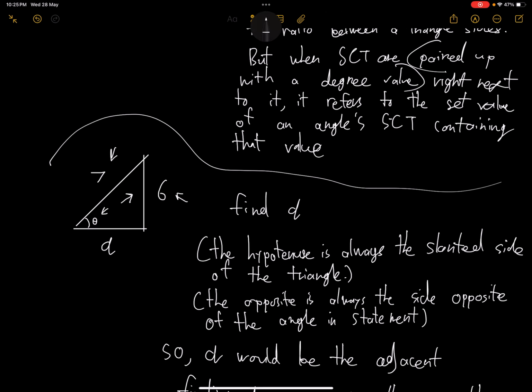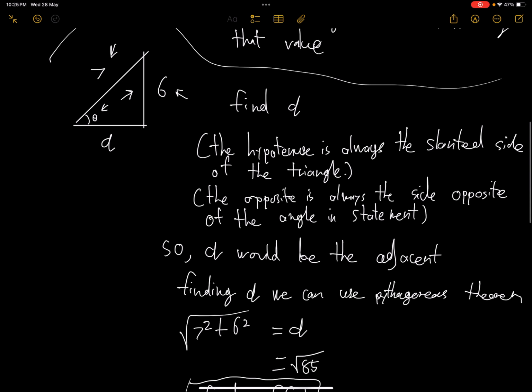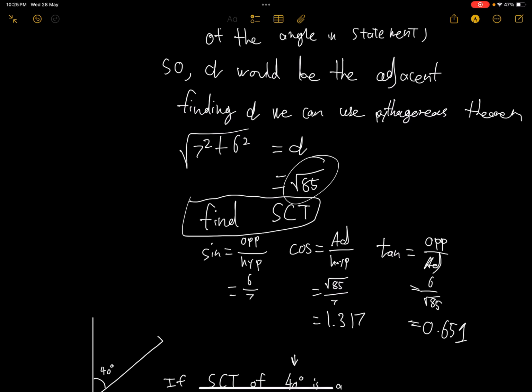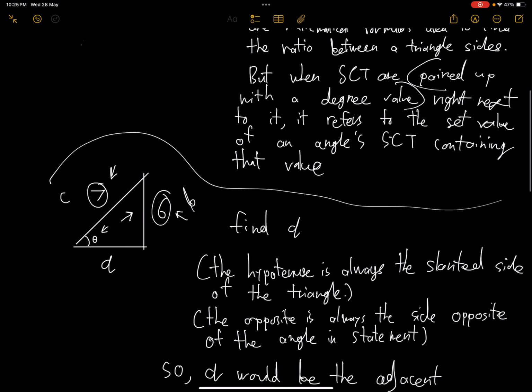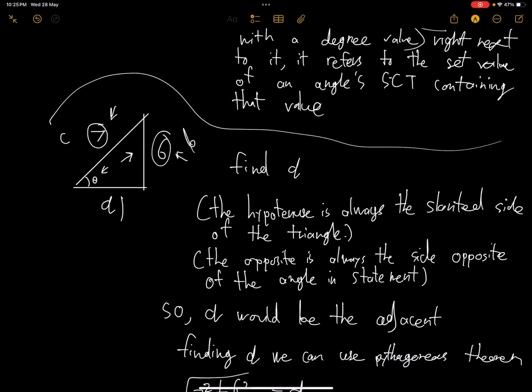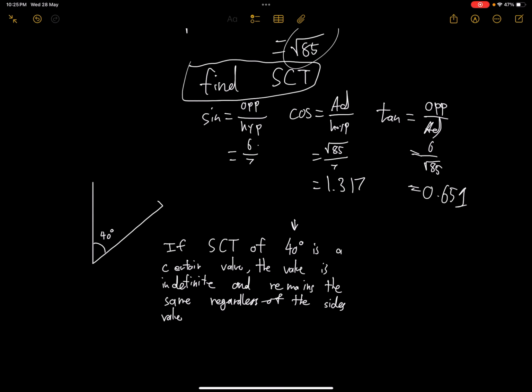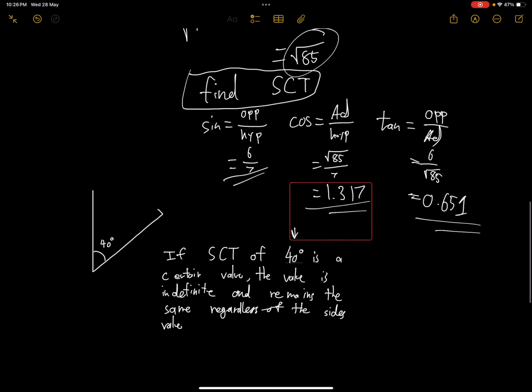So this is an example question where we're finding A. We have the hypotenuse, which is, let's just call C, and we have 6, which we can call B. So we can basically just use the Pythagoras theorem to find it. In this scenario, I found it to be the square root of 85. And so after you found the value, A being square root of 85, you can then start finding the SCT if the question were to ask for it. As you can see, these are my answers. And yeah, this covers the basics of SCT.